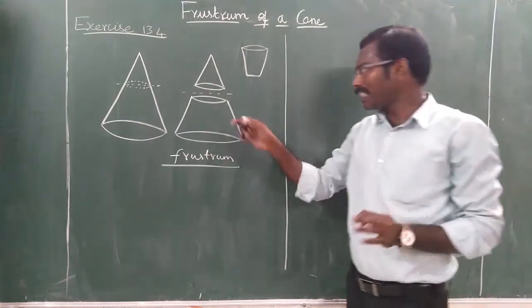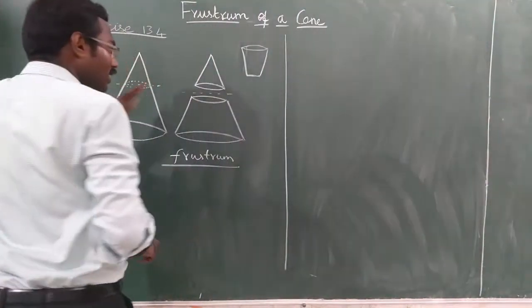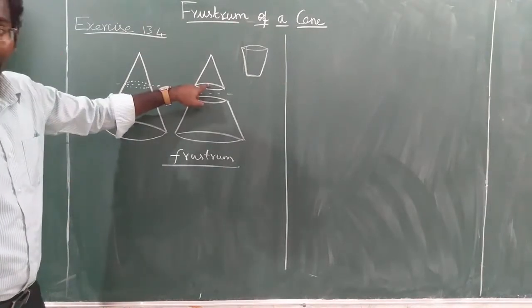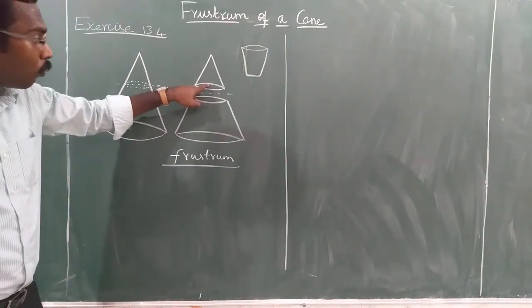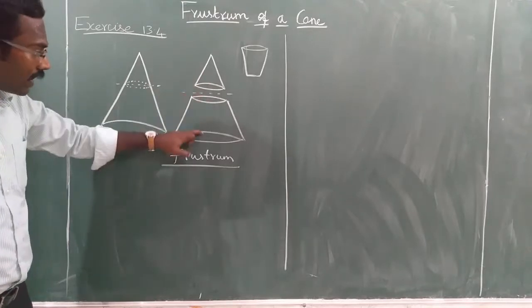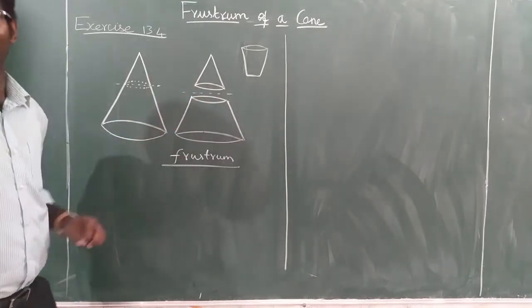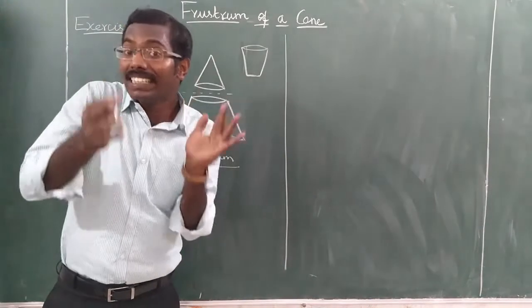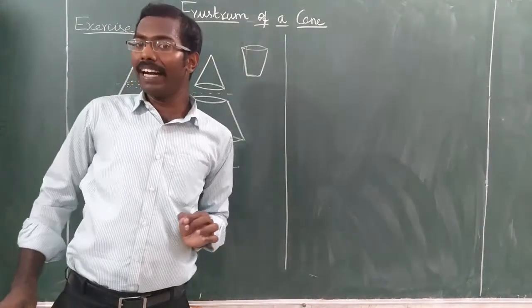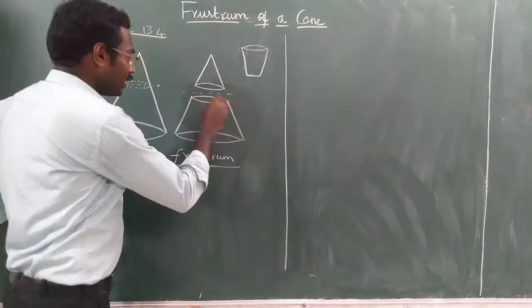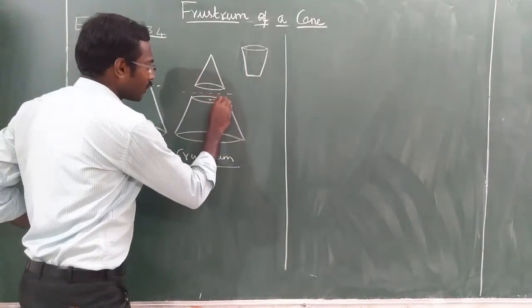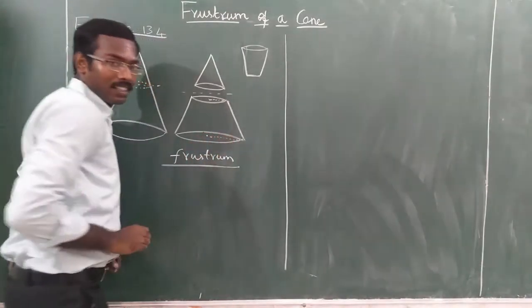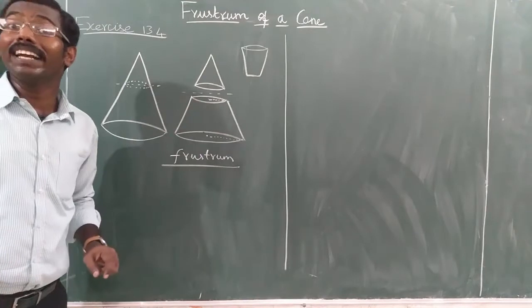When you see the structure of the frustum, it is somewhat different from the cone, because in a cone there is only one base circle. But here, how many base circles? 2 base circles. Just like a cylinder, frustum has 2 base circles. But in a cylinder, both the circles have the same radius. In a frustum, this radius is small and this radius is big.